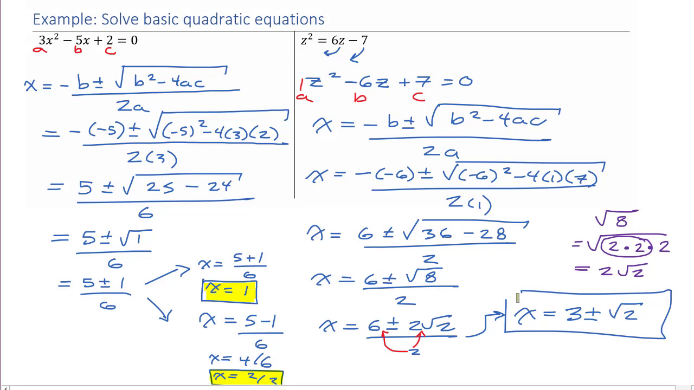All right, so we have two possible answers again, 3 plus root 2 or 3 minus root 2. Now that's the simplest way we can write this answer. We don't want to write a decimal. I want you to come up with a simplified radical, as simple as you can get it.